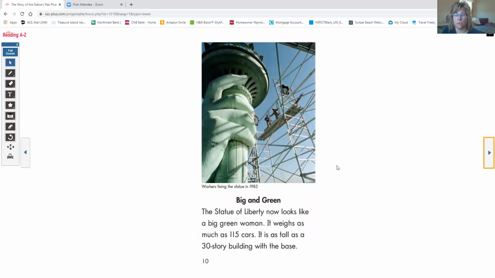And the caption says, workers fixing the statue in 1985. The heading is big and green. The Statue of Liberty now looks like a big green woman. It weighs as much as 115 cars. It is as tall as a 30-story building with the base. So it is a huge statue.